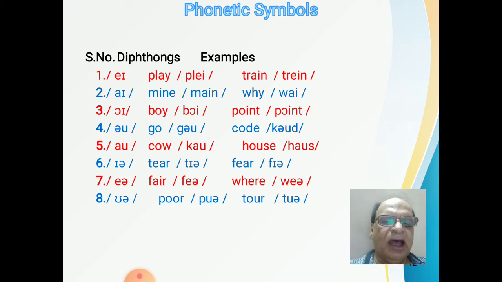Fifth one, A and U. Cow. Not cow. It's cow. A and U. Same case with house. Sixth one is E and A. Tear and fear. Seventh one, A and A. Fair. Wear. Eighth one, U and A. Poor. And the last one is tour. Don't say tour or tour. It's tour. T, U and A. Tour.